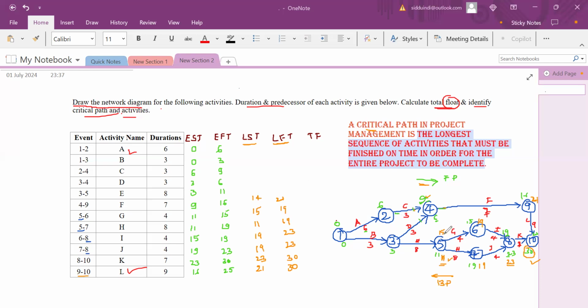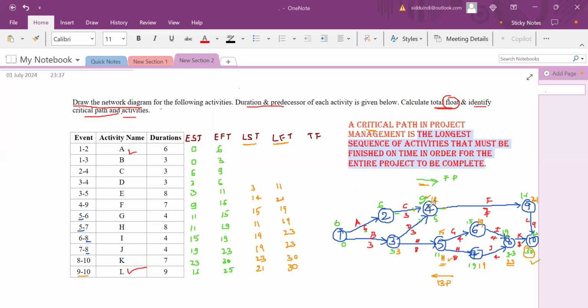Next for 3 to 5, here we have two latest finish times. The minimum is 11. 11 minus 8 is 3. Here we will get 3. Here, how much was it? It was 14.